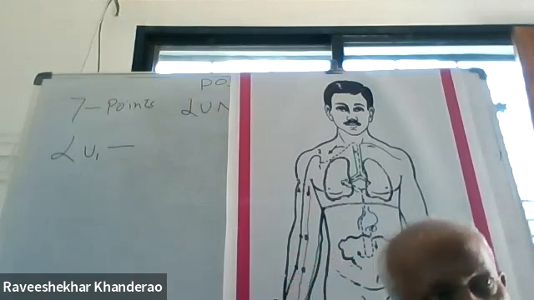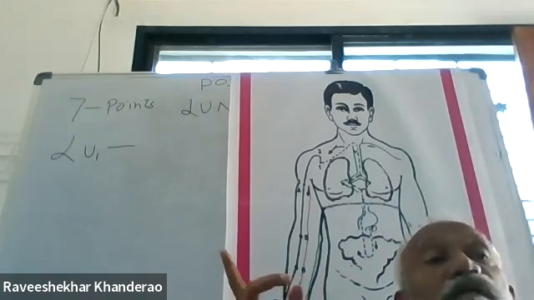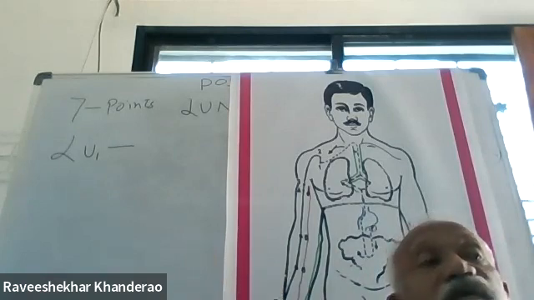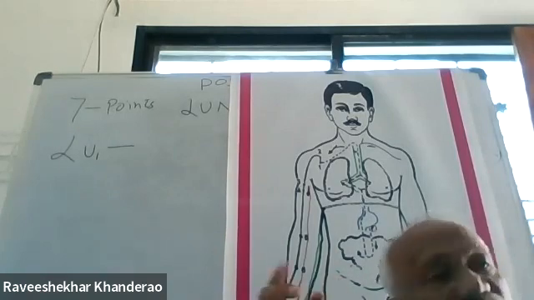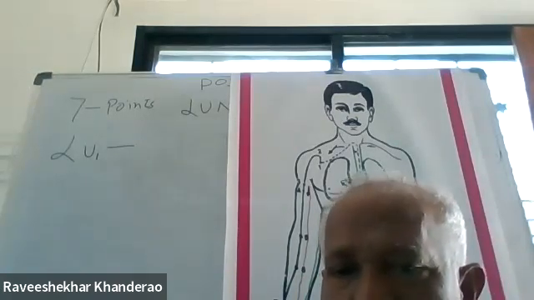What REN 17 is also important for is what organ it is associated with. REN 17 is associated with the pericardium, the front-mu point of the pericardium. So, the front-mu point of the pericardium.